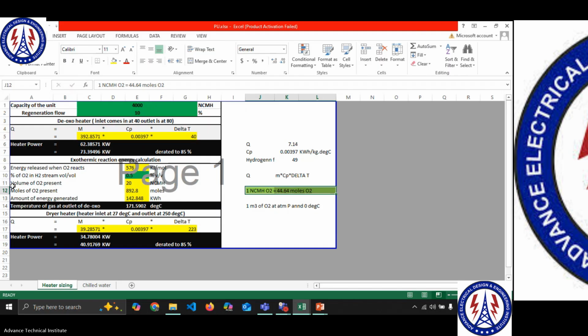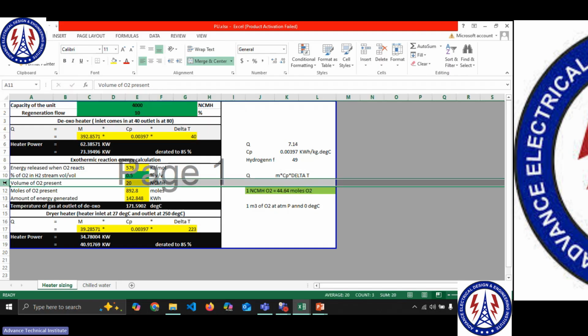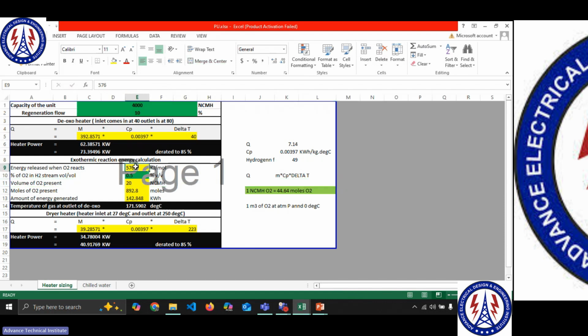You're finding how much oxygen is there in the impurity. And once you know the oxygen, per unit oxygen, how much energy is going to release, you find out. You multiply both, you get the total energy. Now that total energy goes into increasing the temperature of the system. This is the Q.